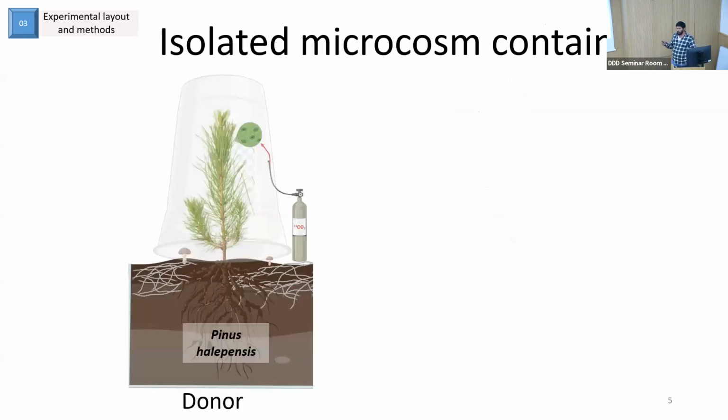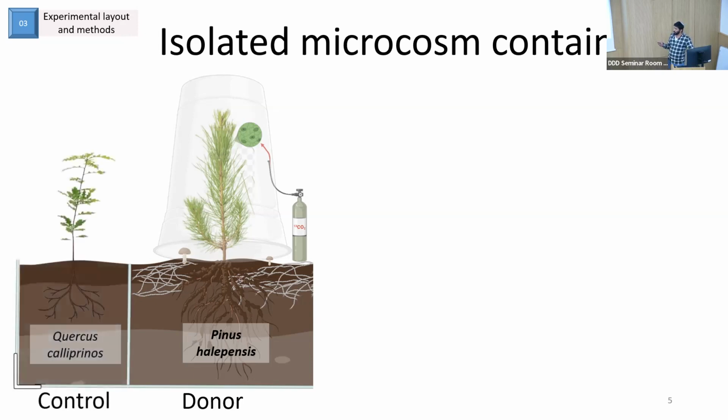So the first layout we used was a container, which contained 3 compartments. The first one we called the donor compartment, where we planted a pine sapling, covered it, and gave it carbon dioxide, which is labeled. Neighboring this compartment was a control compartment where we had an oak sapling, which was completely separated from the donor tree below ground with plastic, preventing the hyphae or the roots from penetrating through it and preventing the carbon transfer.